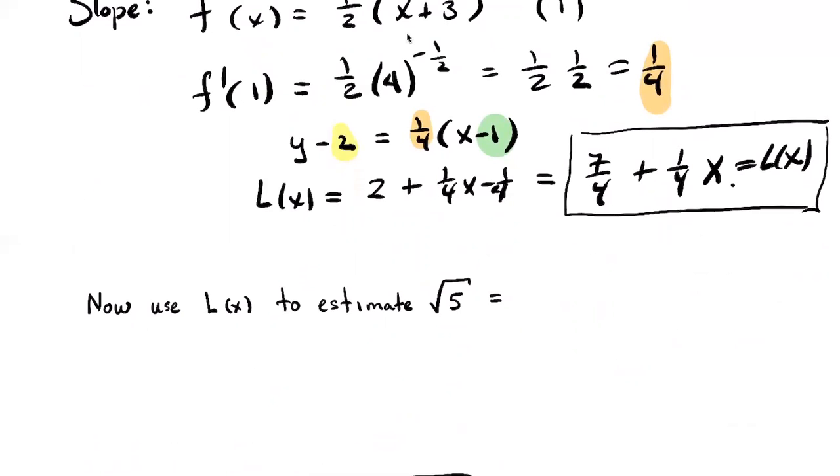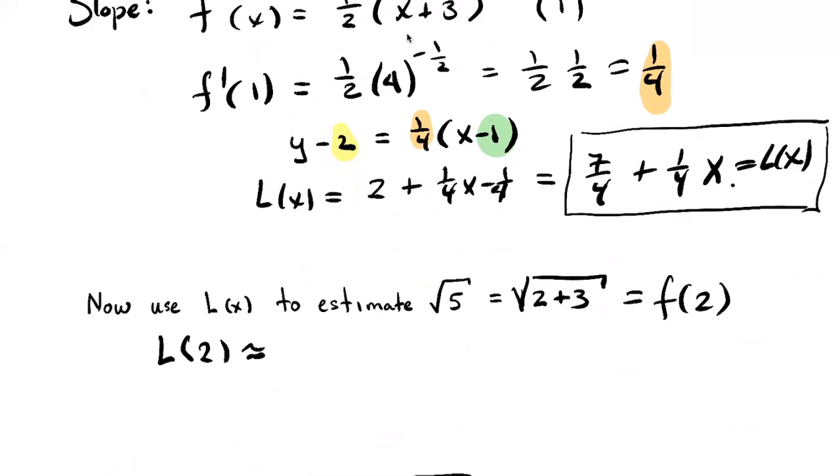Let's use it to estimate the square root of 5. We were talking about the function square root of x plus 3. Well, 5 is 2 plus 3, so we're going to use L of 2. Does that make sense? L of 2 would be very close to f of 2. And f of 2 is square root of 2 plus 3, or square root of 5. Right, and L of 2, well, we're just going to plug it in.